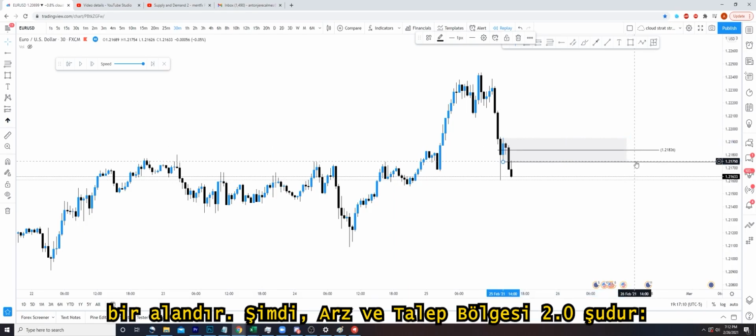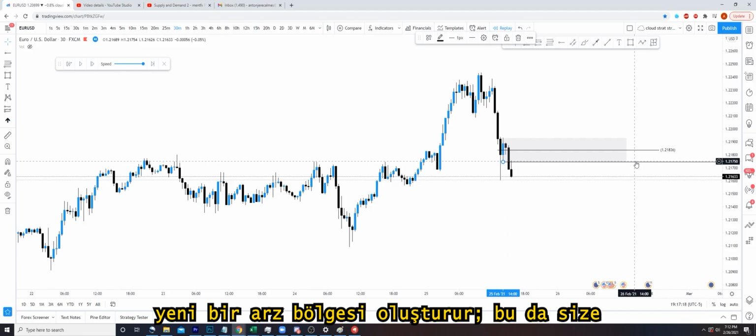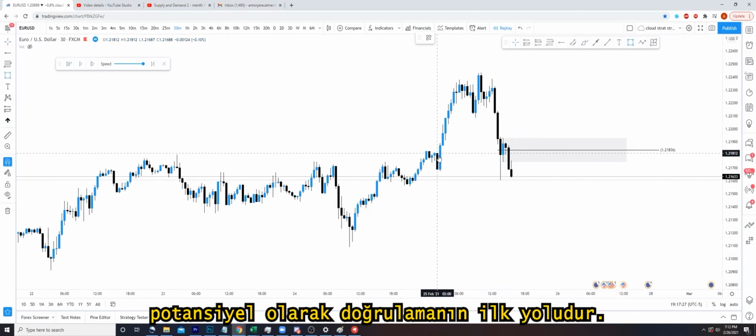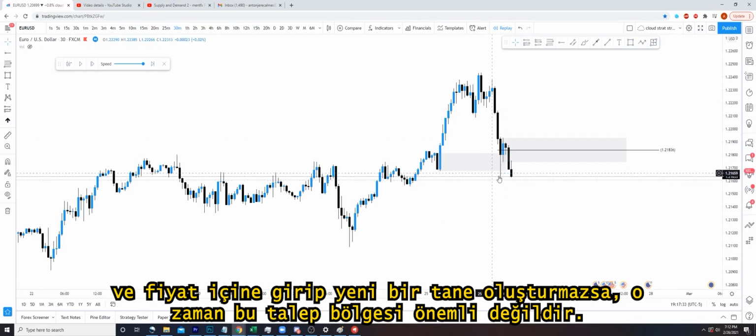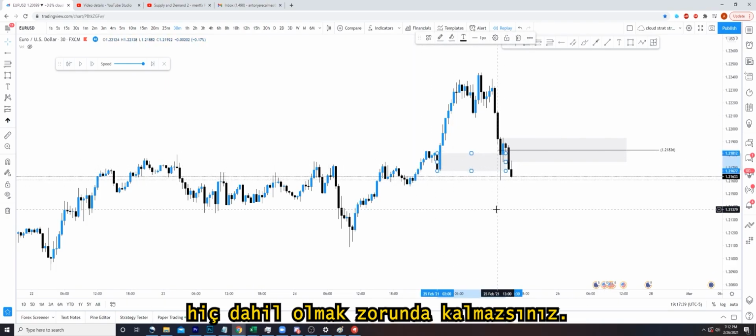Now, a supply and demand zone 2.0 is when price comes into it and forms a new supply zone off that supply zone and allows you to get into potentially future entries. This is your first way of potentially confirming a supply or demand zone. So for instance, if you had this demand zone highlighted, because this is a valid demand zone at the time, and it came into it, but never formed a new one, then this demand zone does not matter. And instead of losing the trade on just taking this one, you don't have to get involved in it at all.